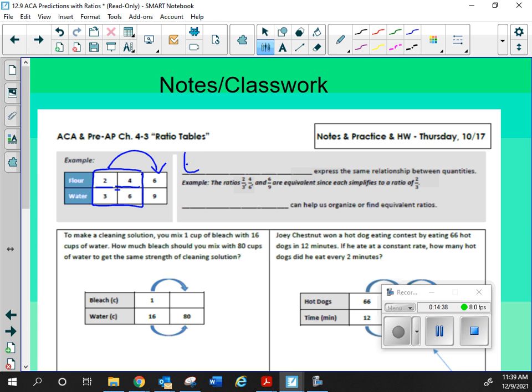Okay, so equivalent rates express the same relationship. Okay, they all express the same thing. The reason why they're equivalent is because they all simplify down to the same thing. In this case, they all simplify down to 2/3. All right, and then ratio tables.